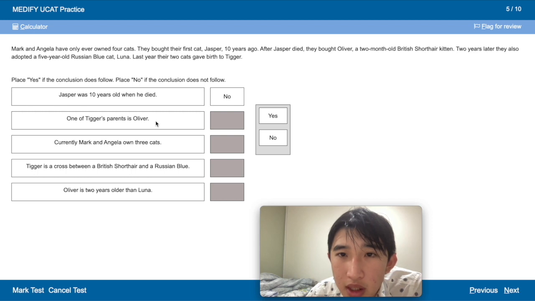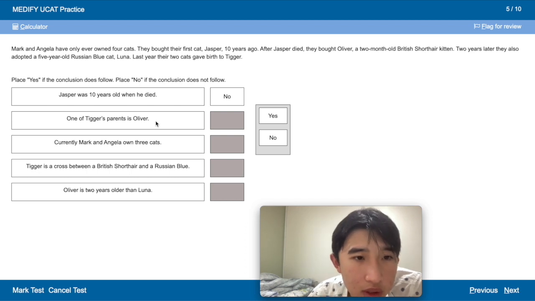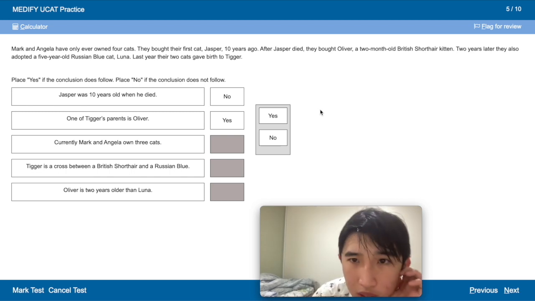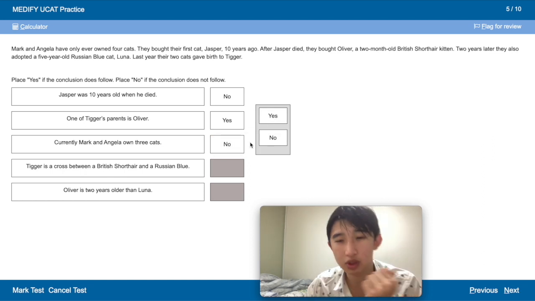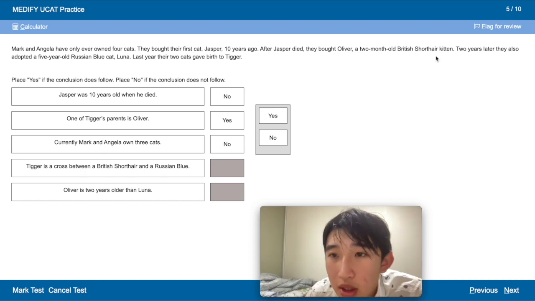So Jesper died, so we have Oliver and Luna. Yes. Currently Mark and Anthony. Nope. It is 2 cats. We don't know that because some of them could die.